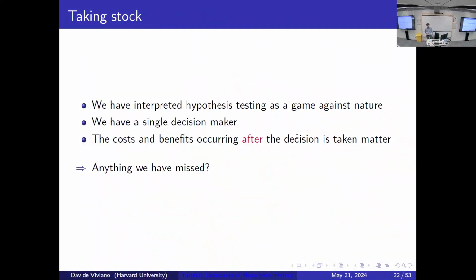benefit. Okay, so taking stock from this first part, we have interpreted hypothesis testing as a game against nature. We have a single decision maker, and the cost and benefit occur after the decision is taken. So what this means is that so far, when we think about our loss function and cost and benefit, we are not thinking about other components of this cost and benefit which may occur before the decision of running the experiment is made. So what have we missed?